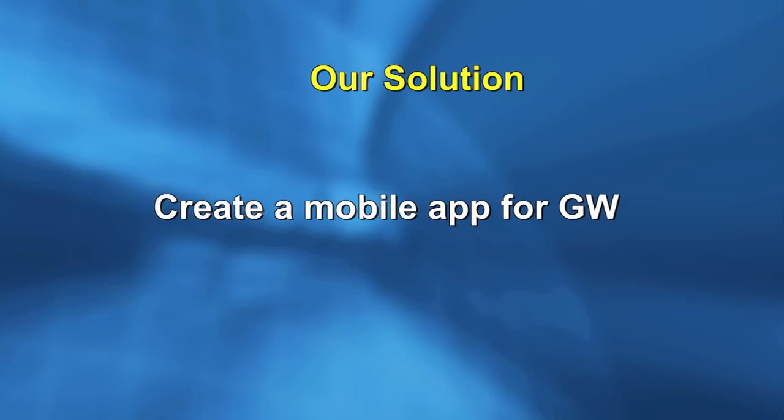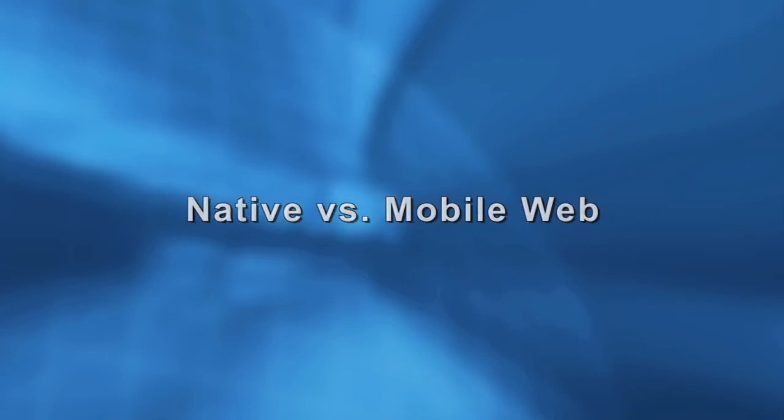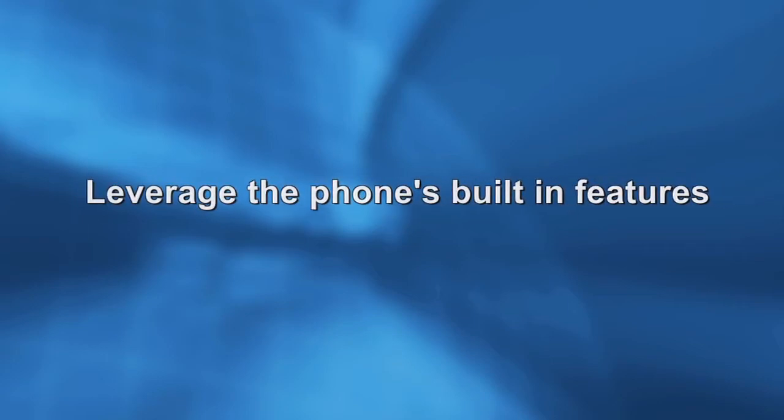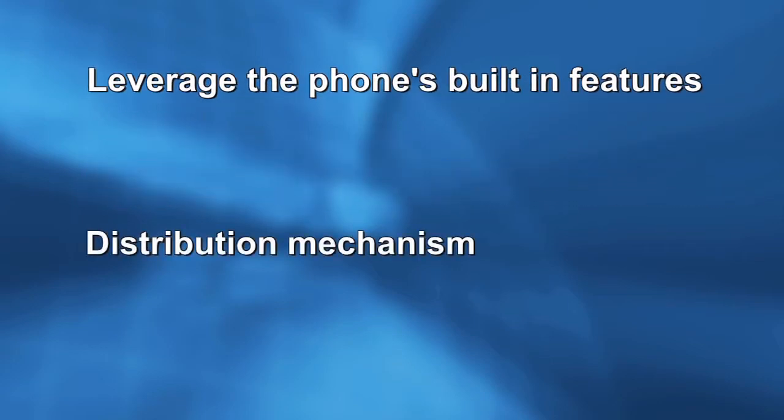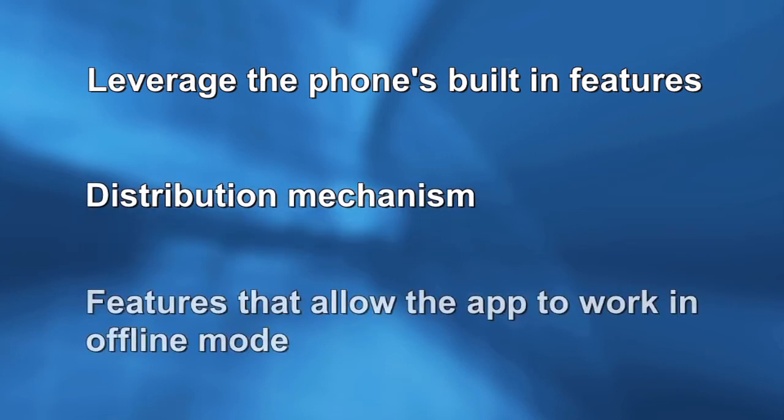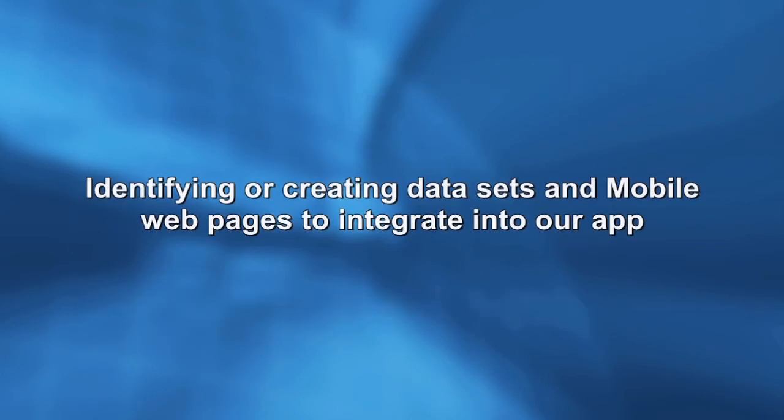Our solution was to create a mobile app for GW. One of the main things we considered as we were developing this app is the question of native versus mobile web. We decided on a hybrid model, combining the mobile web presence into the native app. We wanted to leverage the phone's built-in features, the great distribution mechanism that both the iTunes Store and the Android market provide, and we also wanted to be able to have features that allowed the app to work in an offline mode.